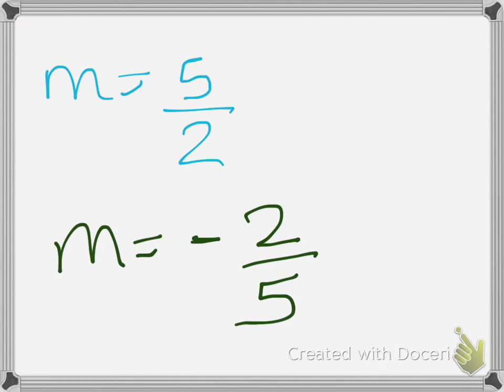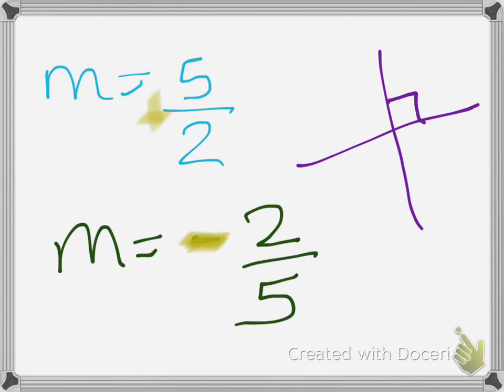Okay, do the slopes have opposite signs? Yes. This is a plus sign and this is a minus sign. So yes, it does have opposite signs. Now, do the fractions flip? Yes, the 5 over 2 flips to 2 over 5. So guess what? These lines are perpendicular. So these two lines are going to cross somewhere on your graph and form a 90-degree angle.